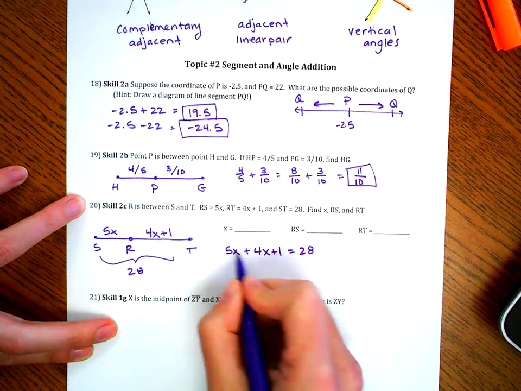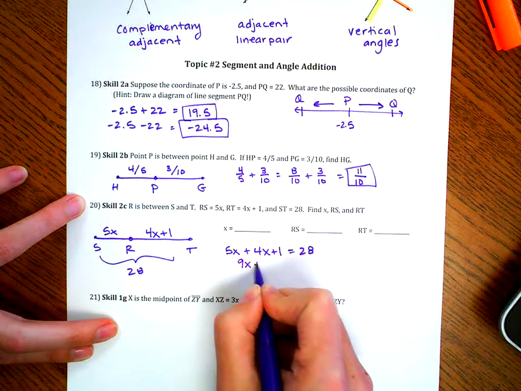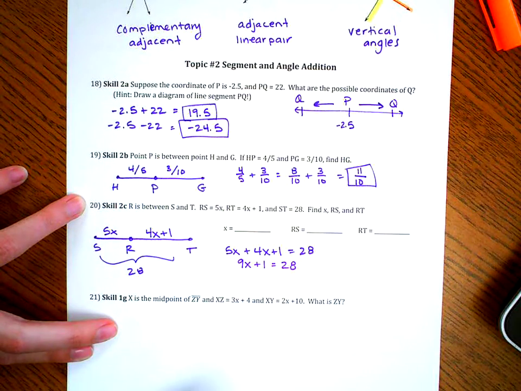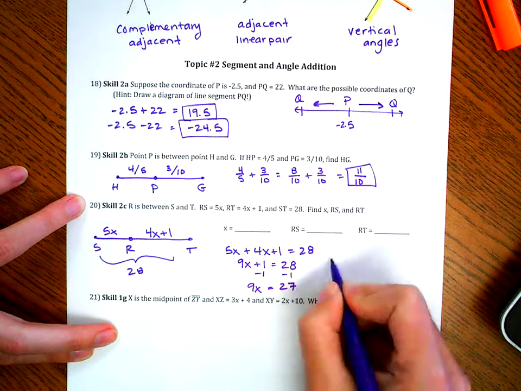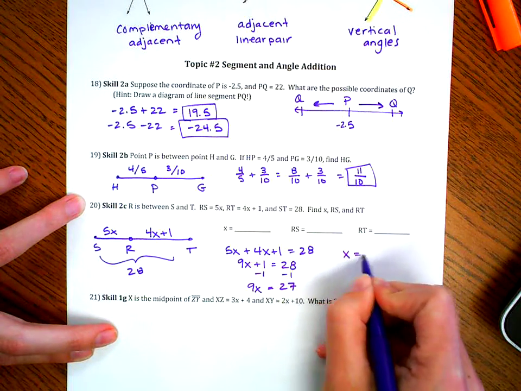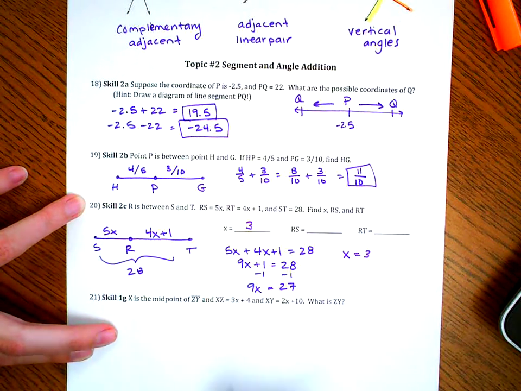I'm going to combine my like terms. 5x plus 4x is 9x. Okay. I'm going to subtract 1 on both sides. That's going to give me 9x equals 27. And if I divide both sides by 9, I'll get that x equals 3. So there's x for you.